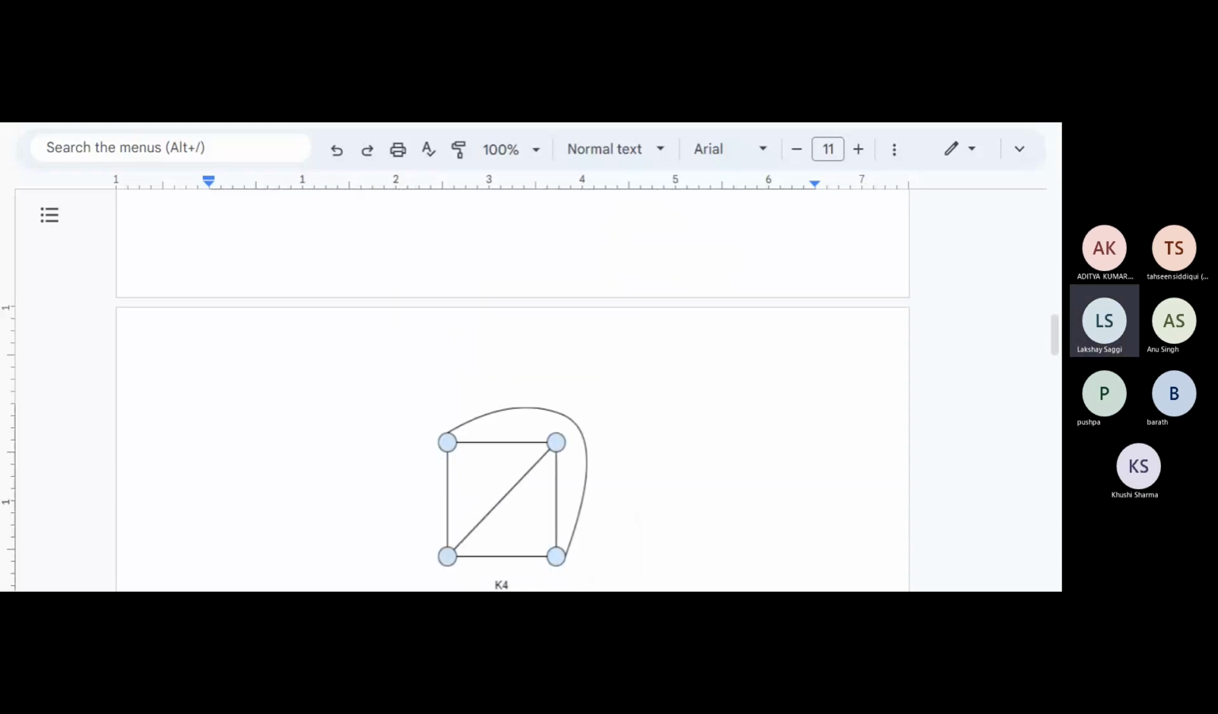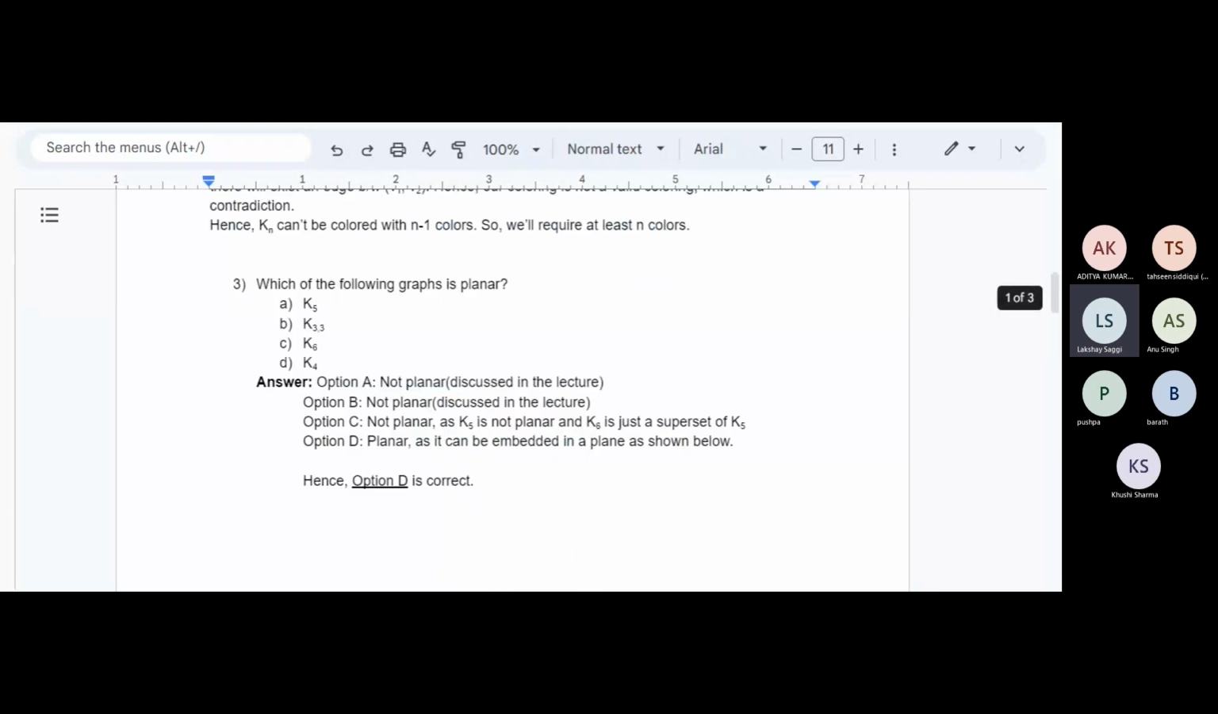Tehseen, you had written in chat option A for this question. Is it clear to you why option A won't be the case? The question is which of the following graphs is planar, and it was already discussed in the lecture that option A is K5, and K5 is not planar. You should remember that K5 and K3,3 are very important graphs in the context of planarity. These two you should always remember are not planar.